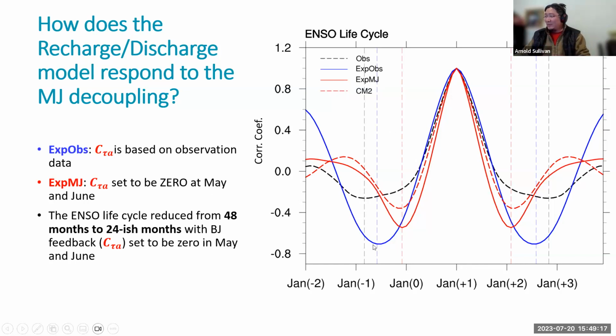So you can see that with the observation settings, this model gives you a period of about 4 years, about 48 months. But once we perturb the C tau A term in May and June, the period straight away changes to about half. You can see the lowest 2 points, so the period shrinks. Here we are trying to say that maybe the Bjerknes feedback decoupling in May and June will cause the biannual ENSO in our model. And that's sort of proof from the recharge oscillator model.